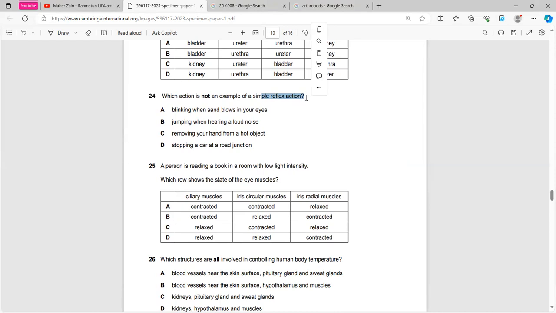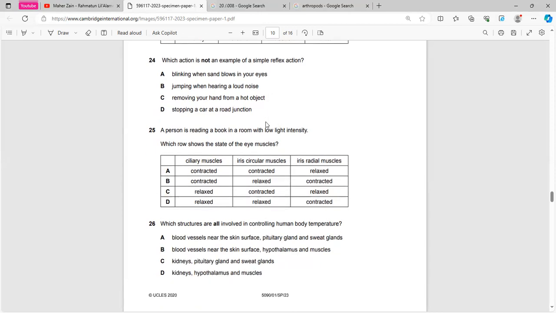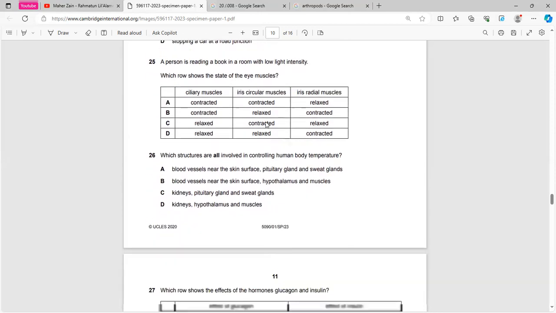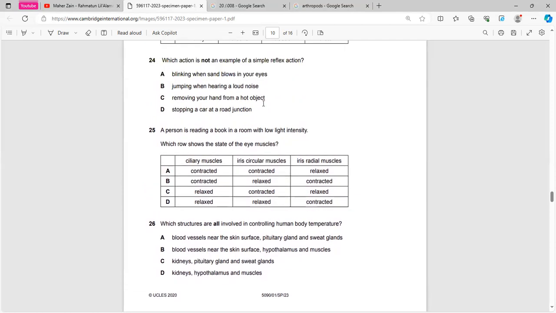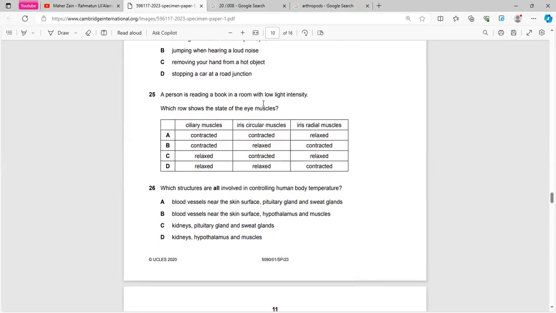What is a reflex action? Reflex action is an action which is protective in nature. That is the main definition, and it is an involuntary action. So jumping when hearing a loud noise is not an involuntary action, it is a voluntary action, and it does nothing to stop the loud noise. For example, if a person were to blow a large horn or a trumpet in your ears, I would say that running away could be a reflex action, but jumping would not be.